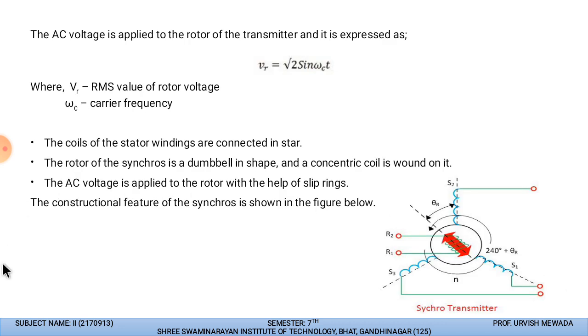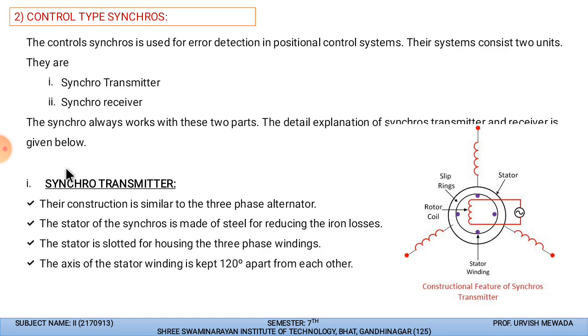Now the first type is the synchro transmitter. This is the structure of the transmitter, which is like a synchronous machine. In this you can see that we have the rotor. In the rotor we apply the alternating supply. This is the rotor coil, the field winding of this pole, or we can say rotor, to which we apply the AC supply.